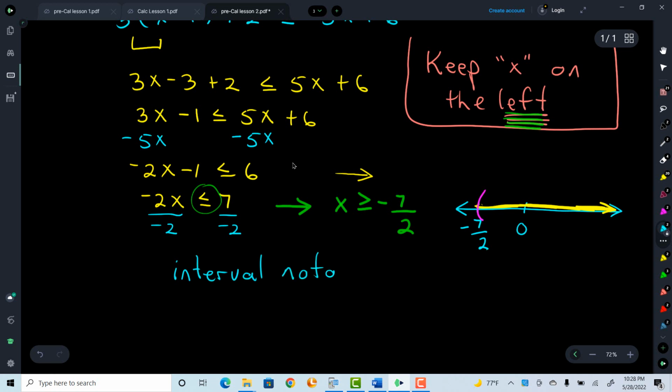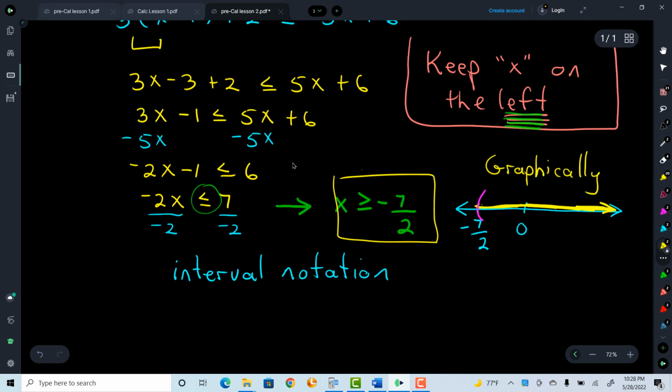Okay, interval notation. So instead of writing the answer in this form, x is greater than or equal to -7/2, or writing it graphically, right? These are two different ways of representing our answer. We can represent our answer in what we call interval notation. And in this case, this is all x's that are greater than or equal to. So I'm going to put a bracket because we're including -7/2. Everything that's greater than that.